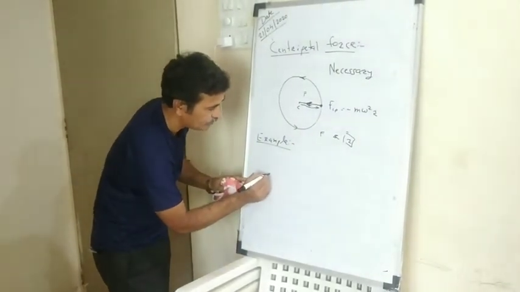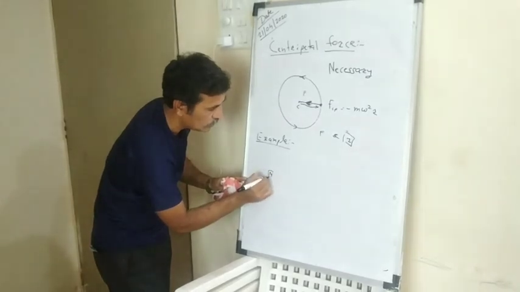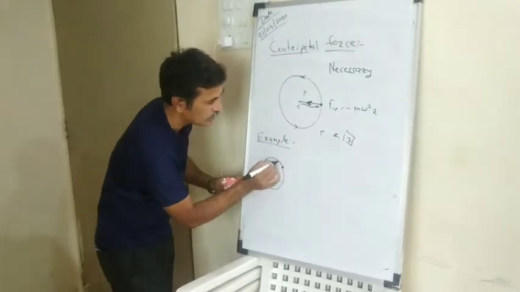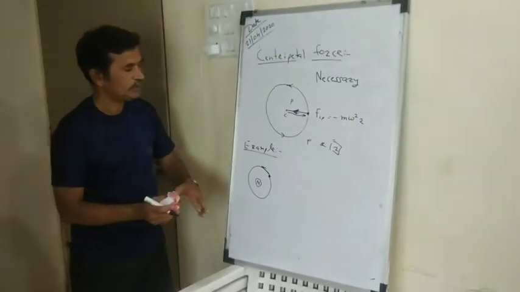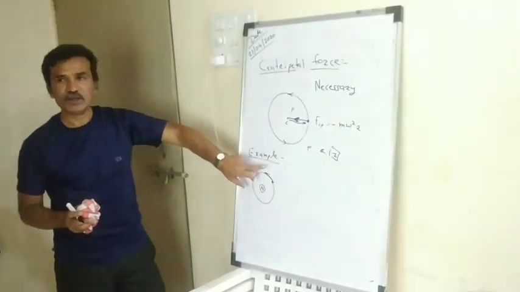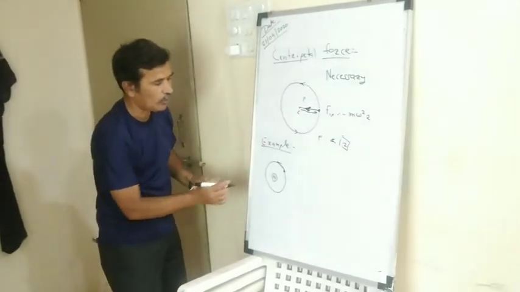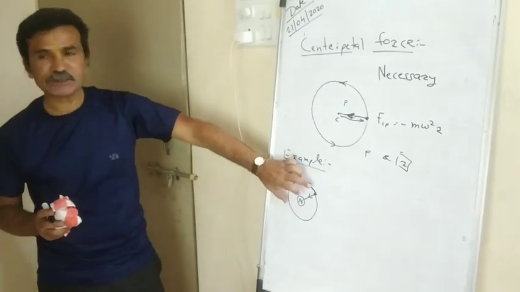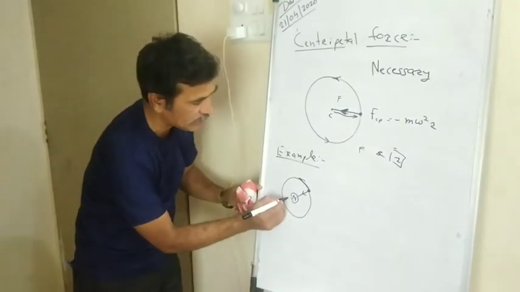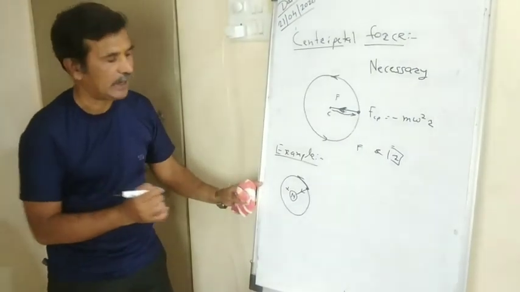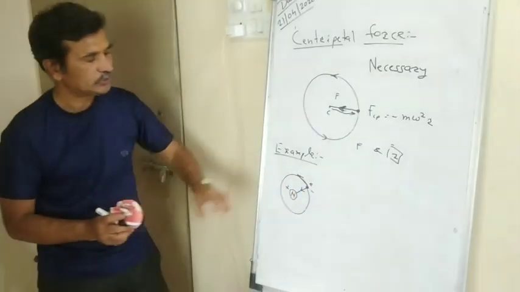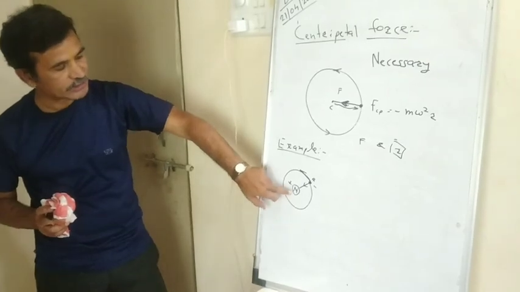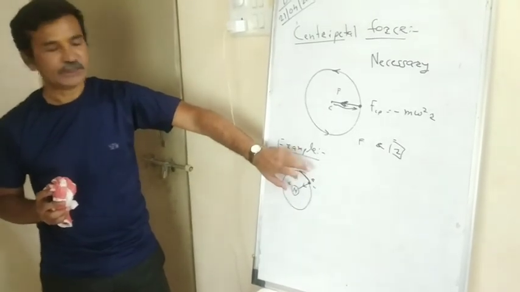In case of an atom, the nucleus is at the center, and an electron revolves in a circular orbit. Such an electron is bound to the nucleus, and this circular motion requires a centripetal force. So this centripetal force in this case is nothing but the force of attraction between the plus charge of the nucleus and the minus charge of the electron. So this centripetal force is nothing but the force of attraction between nucleus and electron. So this example is there.